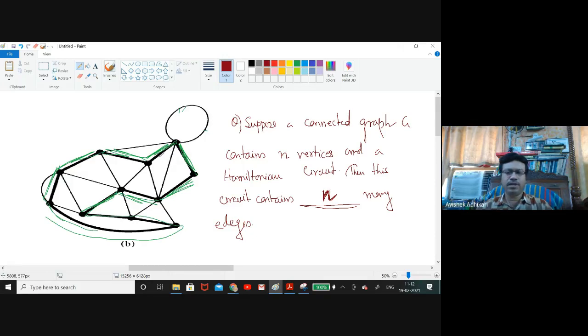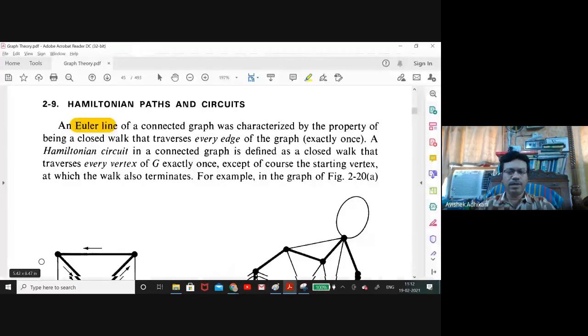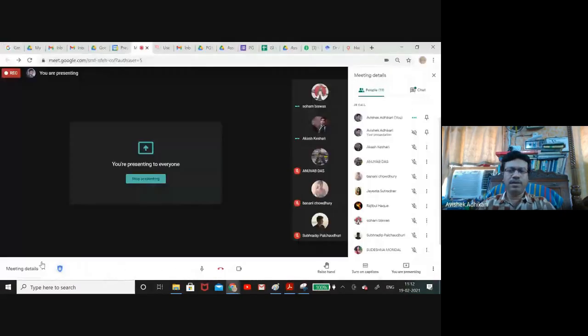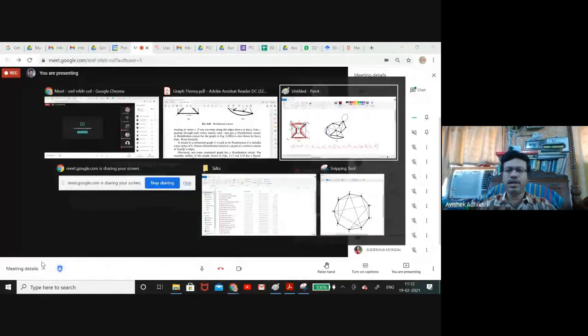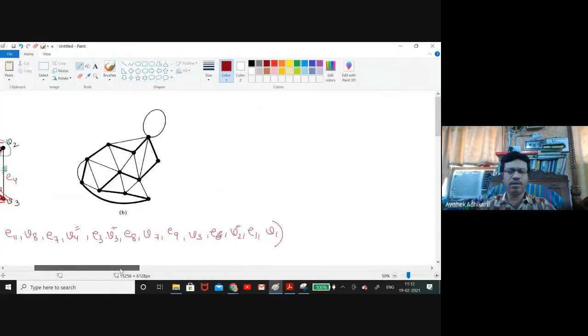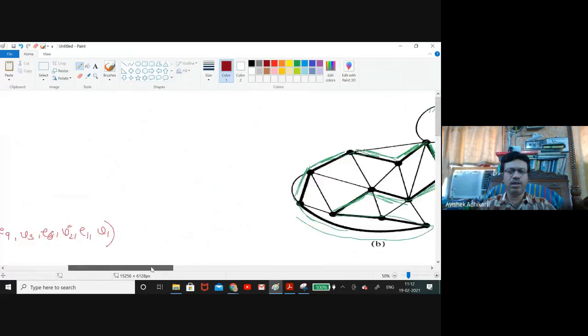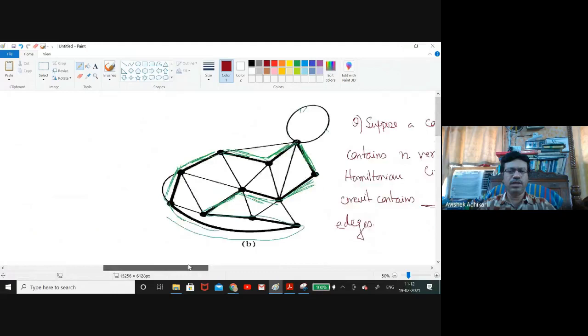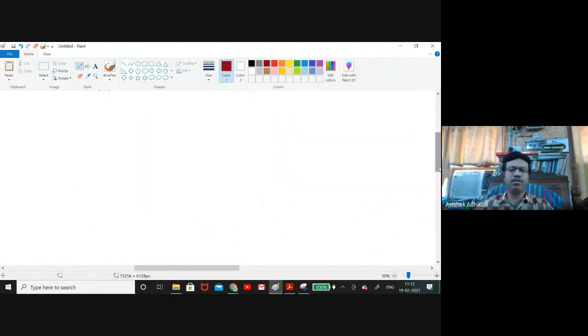Okay. So that's just an observation. I think the definition is quite clear to all of you. Now, can you tell me that if a graph is connected, will that graph always contain a Hamiltonian circuit? Can you give an example of a graph which does not have any Hamiltonian circuit?